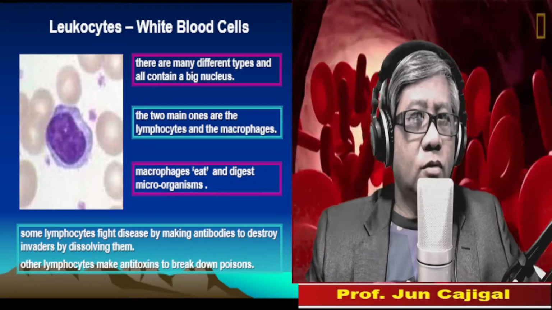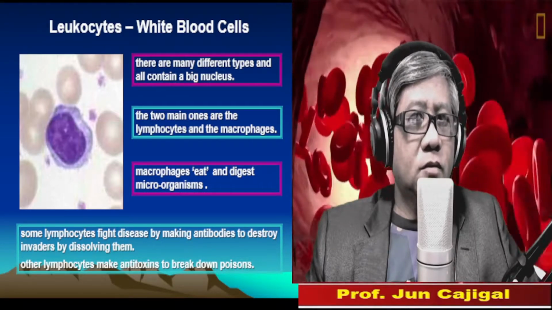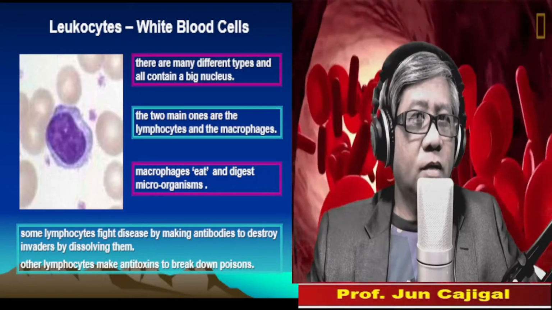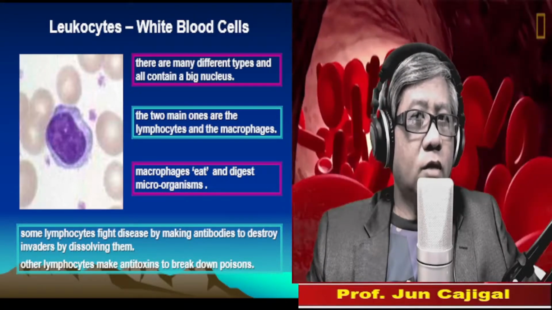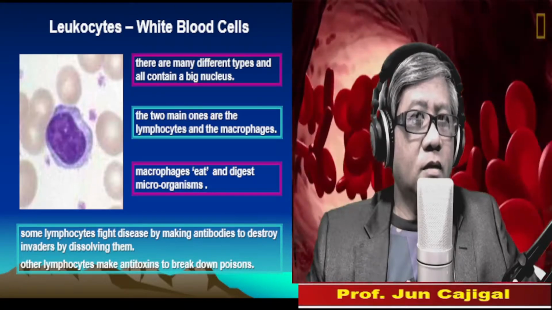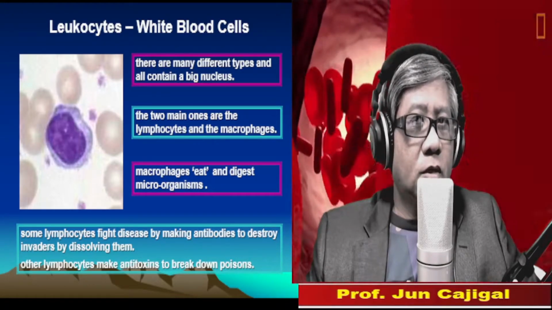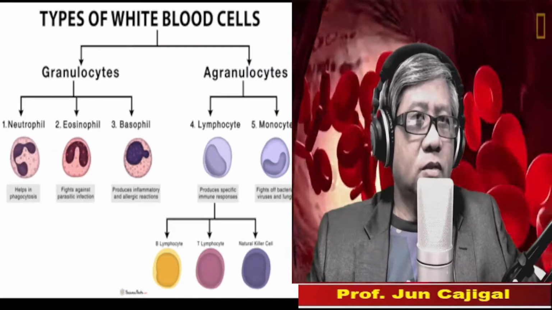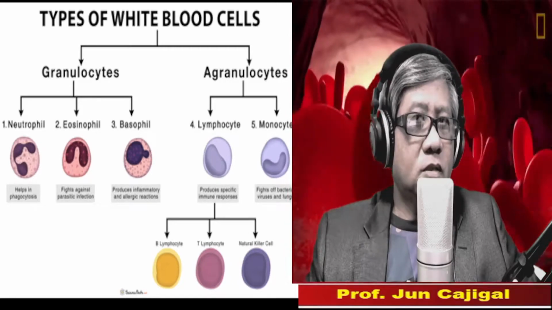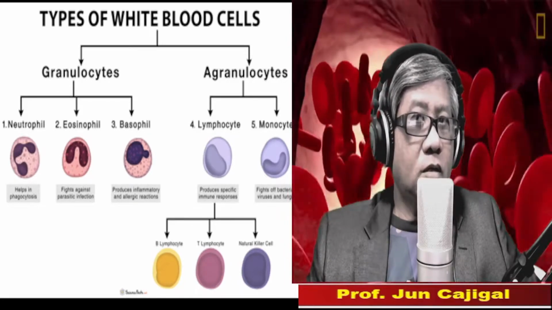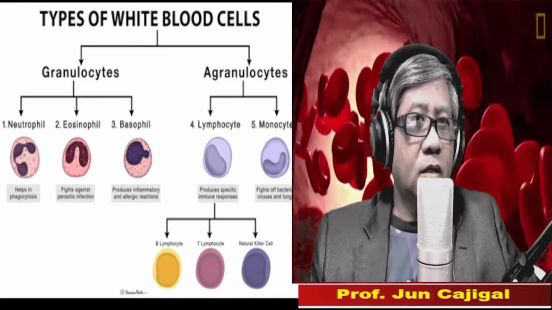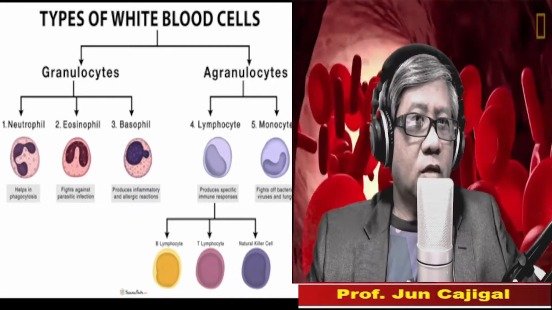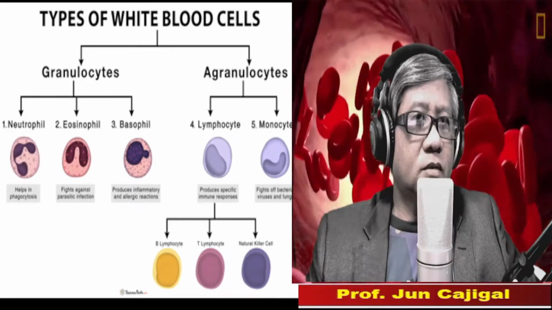Now, aside from classifying white blood cells based on the role they play in the immune system, we can also classify white blood cells based on their appearance under the microscope. So we have what we call granulocytes and agranulocytes. Granulocytes are white blood cells that contain granular cytoplasm. And agranulocytes are white blood cells that don't contain granules in their cytoplasm.